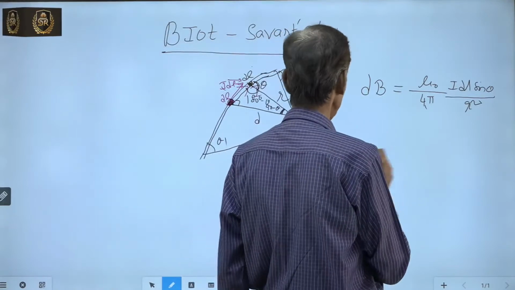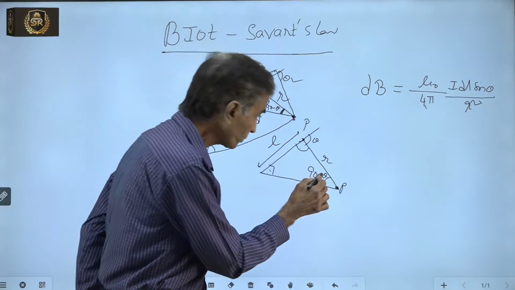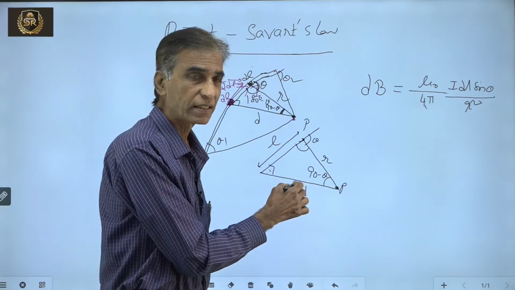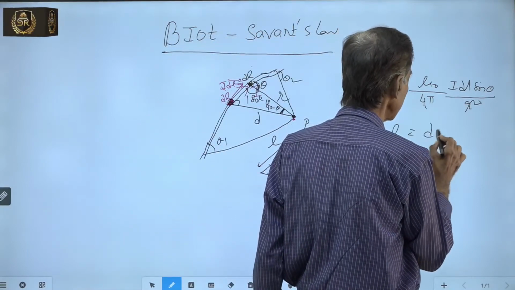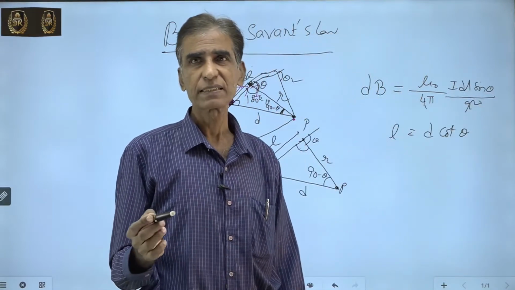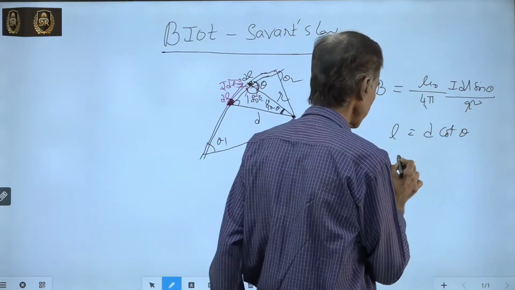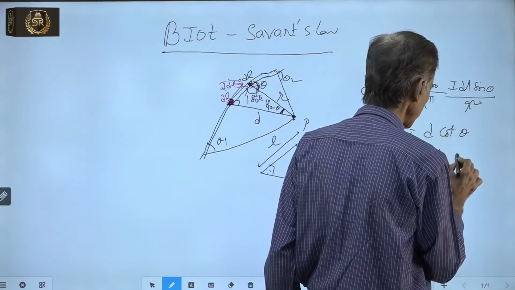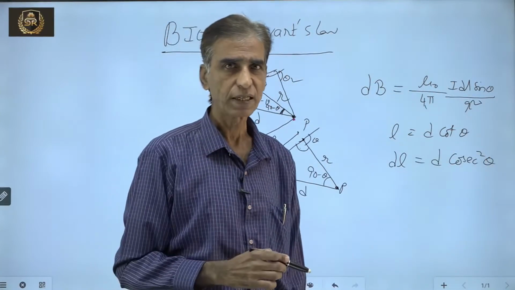Therefore, we can write, see this, tan of 90 minus theta equals L by d. Therefore, we can write L equal to d cot theta, since tan 90 minus theta is cot theta. So what is our dl? Differentiate that; d is a constant here. So d into cosecant square theta. That is our dl value.